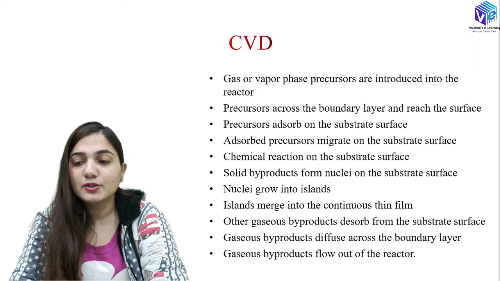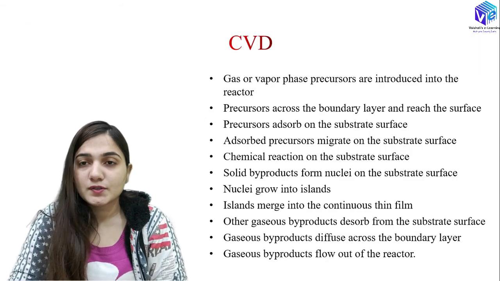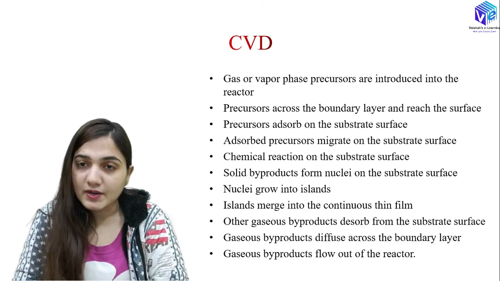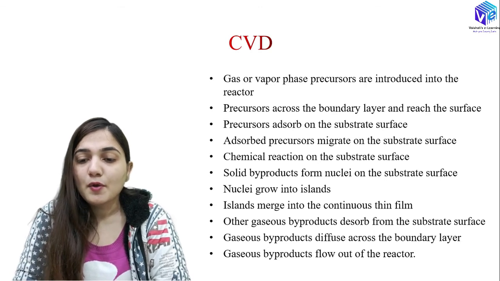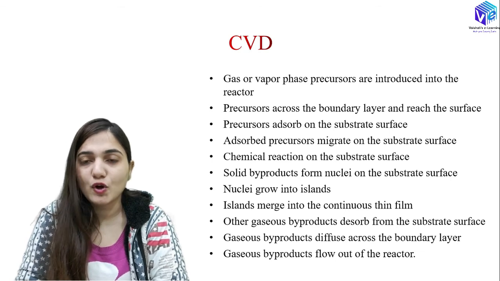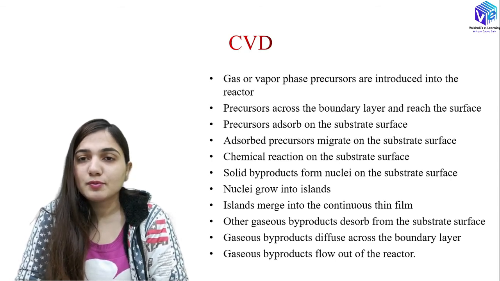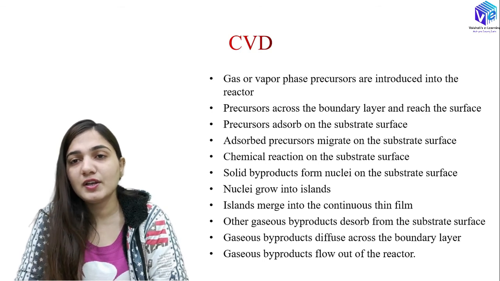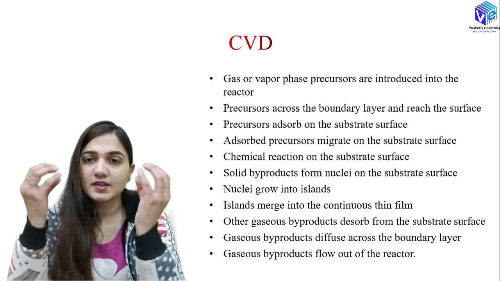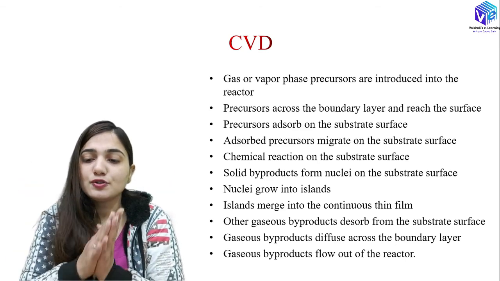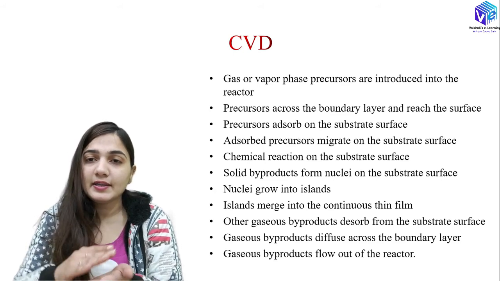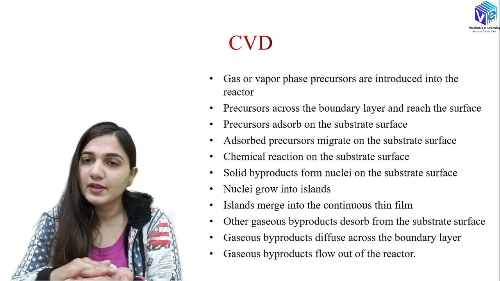Now coming to the CVD, how is this process happening, what are all the steps that are required in the CVD. First of all we are using the gaseous or the vapor phase precursors, that I have already told you. Whatever precursors we are using are either in the gaseous phase or in the vapor phase. The gaseous or the vapor phase precursors are introduced in the reactor. After that they go across the boundary layer and then they reach the surface of the wafer.